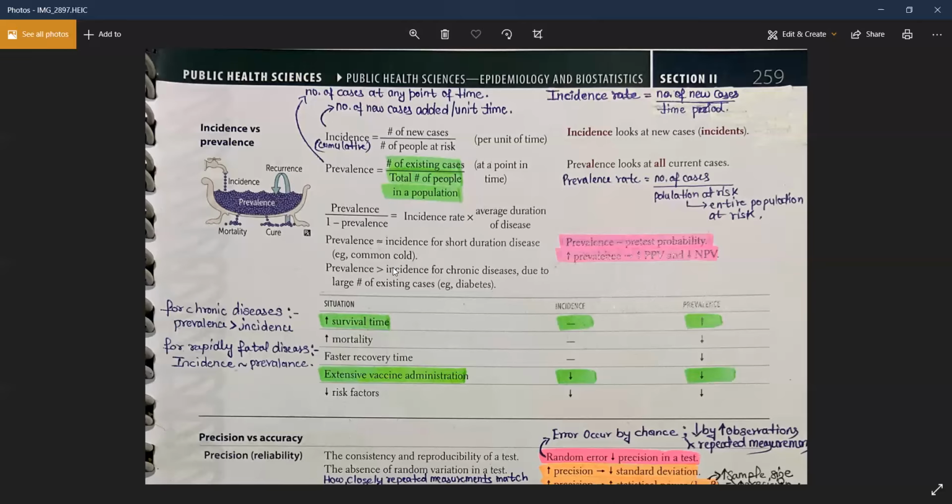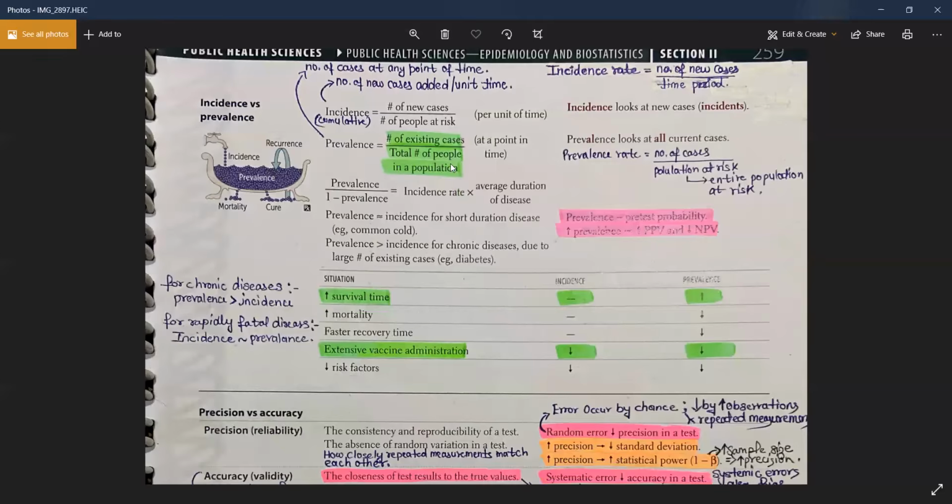And then you must know this formula: prevalence divided by 1 minus prevalence equals the incidence rate multiplied by the average duration of the disease. I've encountered one question on this formula. I think MBOS has this question on this formula, so you need to know this formula also.